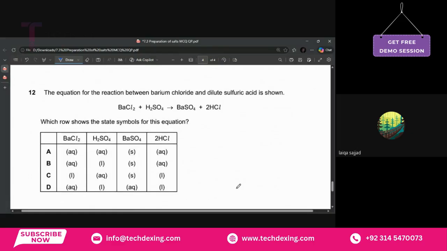Okay, the equation for the reaction between barium chloride and dilute sulfuric acid is given. Which row shows the state symbols for this equation? You are given the state symbols for this equation. We have barium chloride and dilute sulfuric acid. Barium sulfate and HCl will be produced.